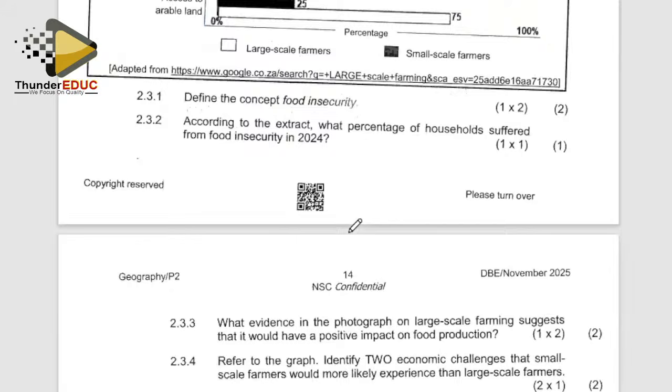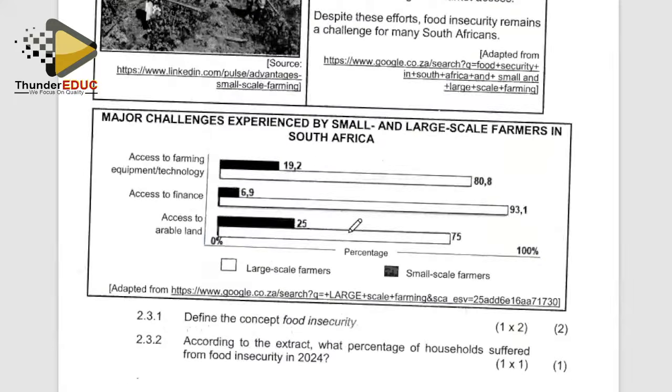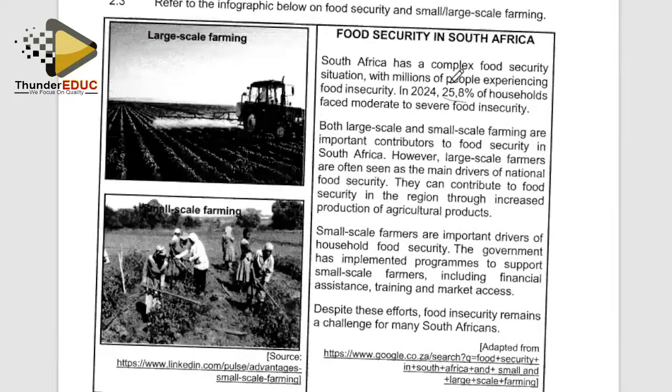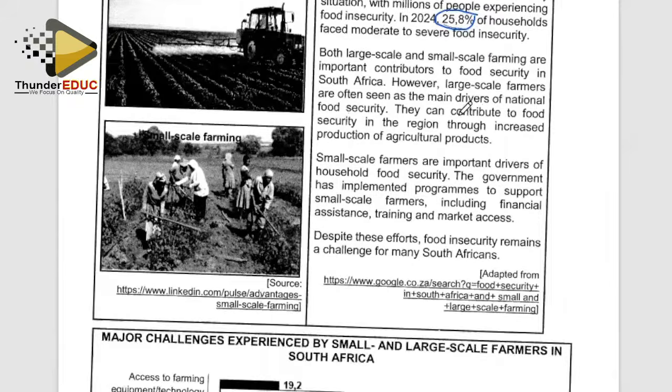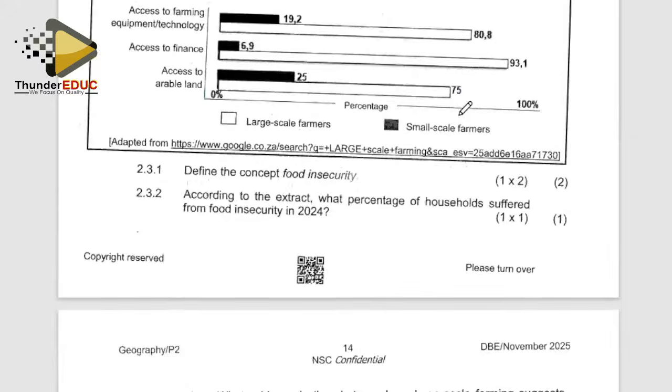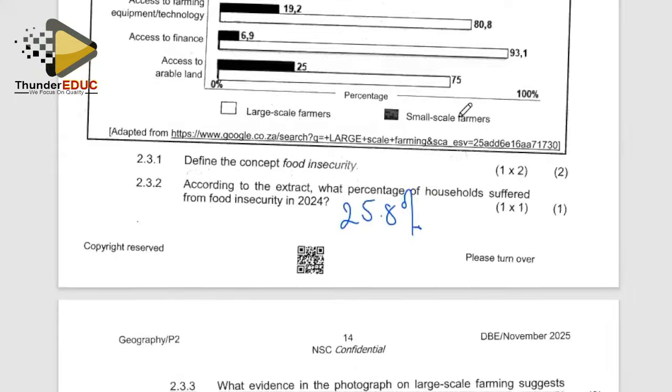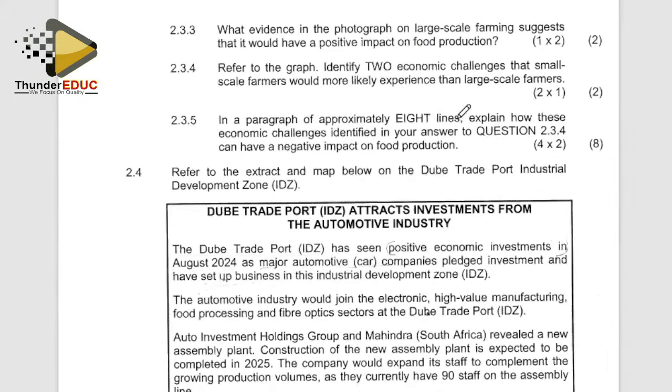Right. According to the extract, what percentage of households suffered from food insecurity in 2024? We're told that 25.8 of households faced moderate to severe food insecurity in 2024. So our percentage is 25.8. From the extract, 25.8% of the households had the problem of food insecurity. What evidence in the photograph on large-scale farming suggests that it would have a positive impact on food production?